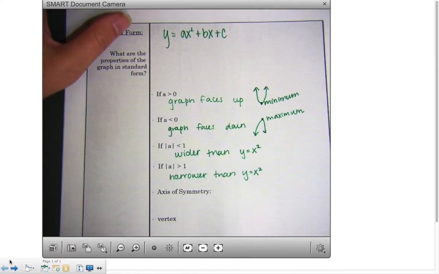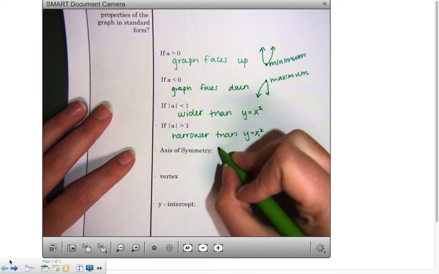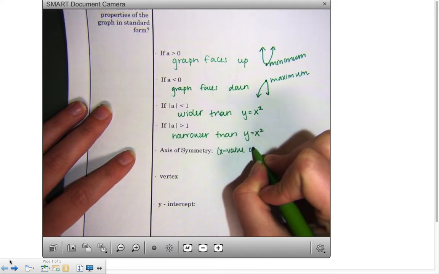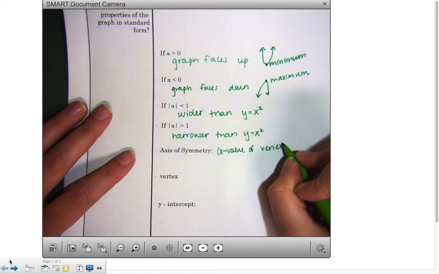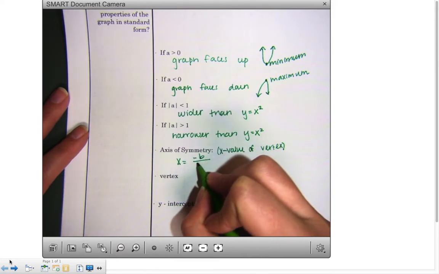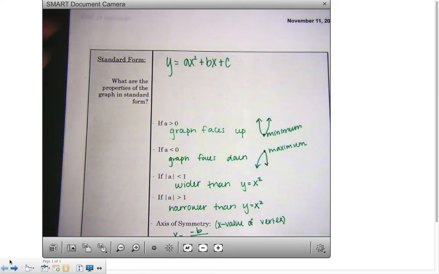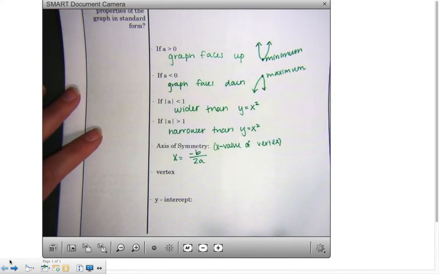When we graph in standard form, we always need to figure out where the axis of symmetry is. And remember, that is the x value of the vertex. We have a formula that we use to find the axis of symmetry. It's x equals the opposite of b over 2 times a. I say the opposite of b because that's what that negative sign means. If b is negative, make it positive. If b is positive, make it negative. And then you're dividing by 2a. And remember, a, b, and c are the coefficients in standard form. So that is your axis of symmetry. That's a vertical line through whatever number this happens to be, and that's also the x value of the vertex.